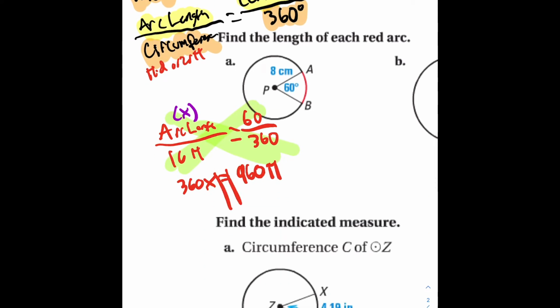And this is real easy to solve. All we have to do is divide by 360. So 960 pi divided by 360 gives us the length would be about 8.378. So the length of AB is about 8.378, we'll call it.